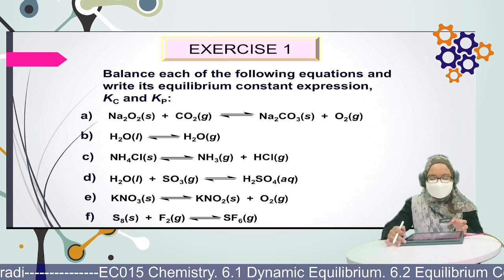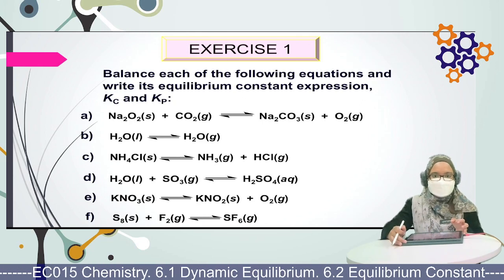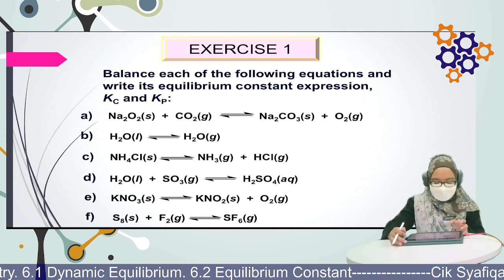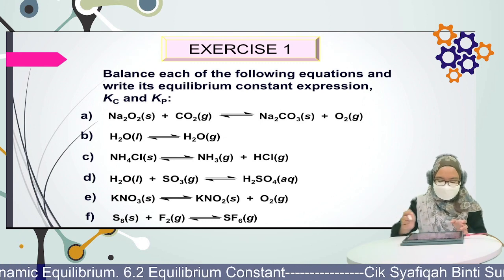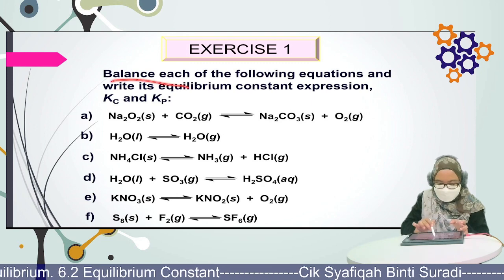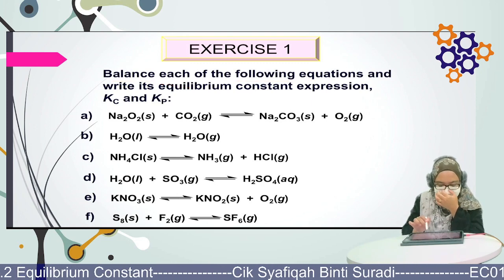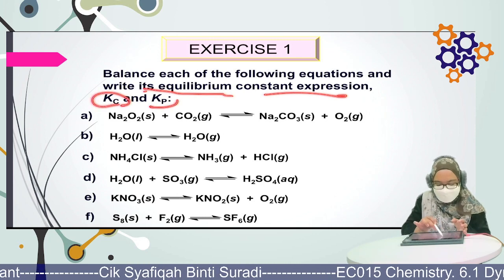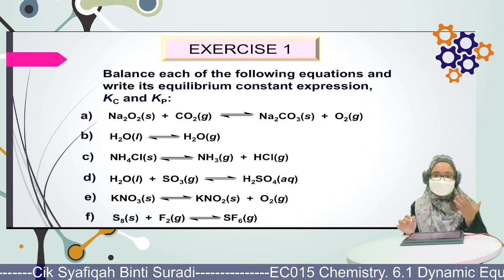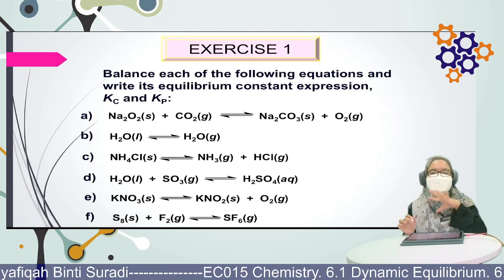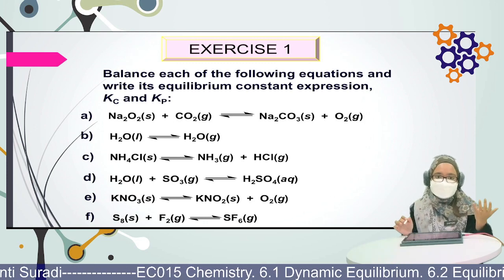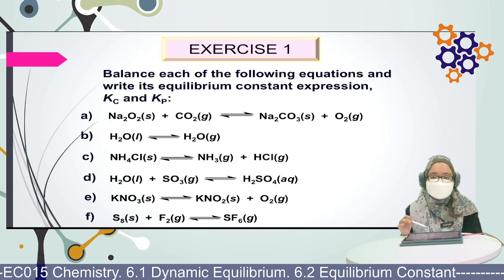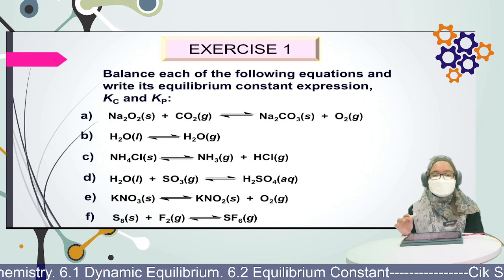So, before kita end this session, kita tengok soalan exercise sikit lah. Okay, dan soalan exercise ni simple je. Okay, dia kata balance each of the following equations and write its equilibrium constant expression in terms of Kc dan Kp. Okay, so kalau maksudnya dia ada dalam equation tu dia ada gas, okay, maksudnya ada Kp lah kan. So kat sini mostly dia ada gas lah. So maksudnya dalam this question semuanya ada Kp.